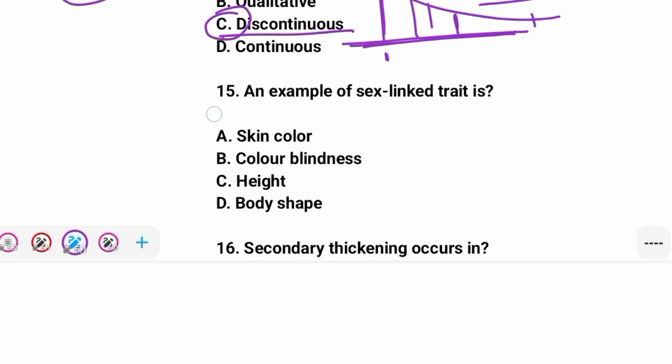Next one, an example of a sex-linked trait is dash. So your skin color is not sex-linked. Okay, it's not sex-linked. Height is not sex-linked. Body shape is not sex-linked. The only sex-linked trait there is color blindness, which can come from the father or the mother when the child inherits the gene. So the answer is color blindness. Okay, so it is caused by a mutation in the gene on the X chromosome.